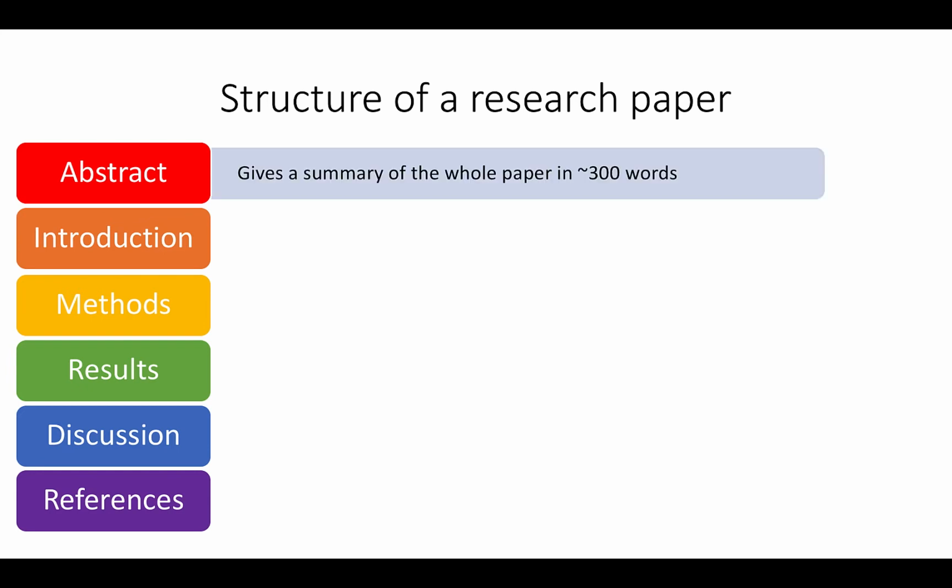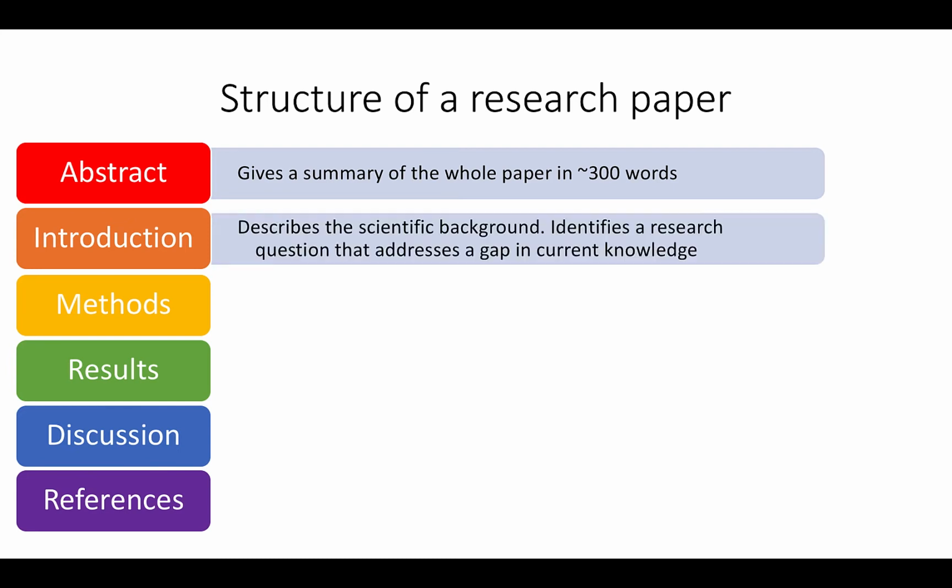So the abstract gives a summary of the whole paper in about 300 words. And as I say, if you're finding the abstract difficult to read, you'll probably find the rest of the paper difficult to read. But if the abstract looks really relevant and really readable, then I would go further. The introduction is the scientific background, so it identifies a research question, addresses a gap in our current knowledge. So the authors will look at existing studies, they'll say, we know this, we know this, we know this, but we don't know this, and these are the experiments that we're going to do to address that gap.